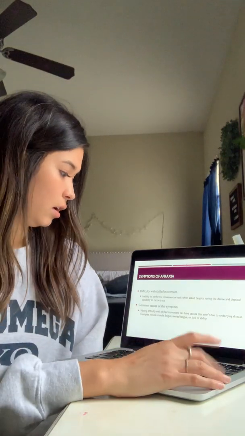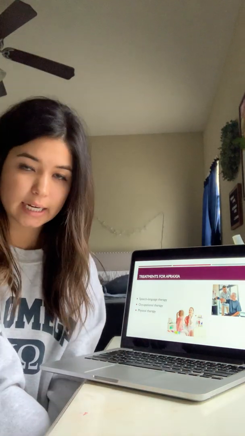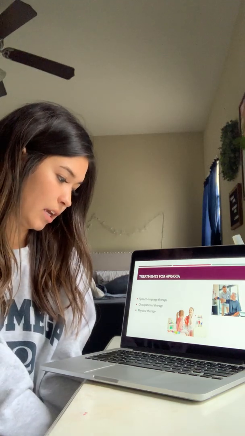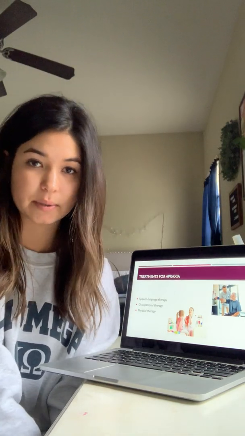Symptoms of apraxia: these symptoms are commonly difficulty with skilled movement, meaning an inability to perform a movement or task when asked, despite having the desire and physical capacity to carry it out, which we touched on before. Difficulty with skilled movement can also have causes that aren't due to underlying disease, such as muscle fatigue, mental fatigue, and lack of ability. The treatment for apraxia is, as I mentioned earlier, speech and language therapy, occupational therapy, and physical therapy. Again, which therapy is most appropriate is based on which apraxia you're dealing with.